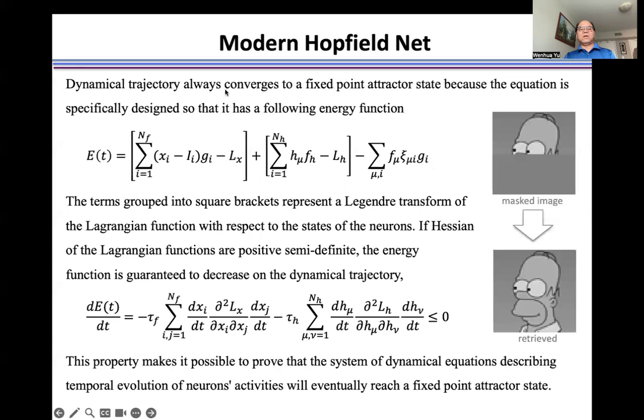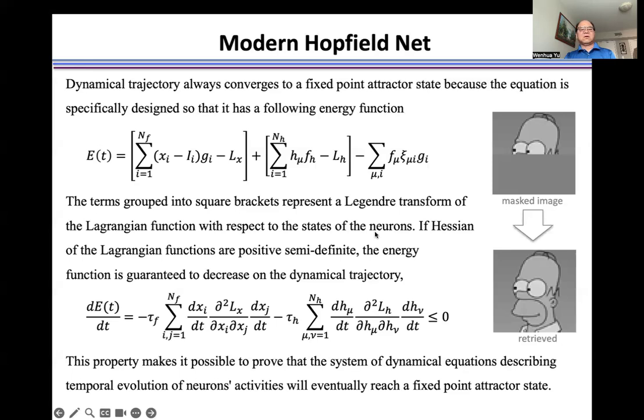The dynamical trajectory always converges to a fixed point attractor state because the equation is specifically designed so that it has the following energy function. The terms are grouped into these square brackets, and each square bracket represents the Legendre transform of the Lagrange function with respect to the state of the neurons.